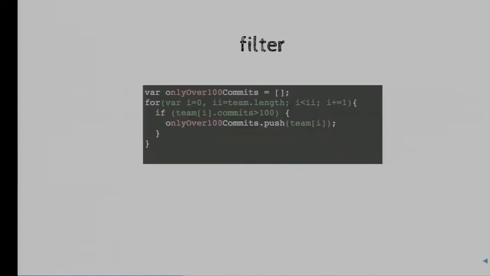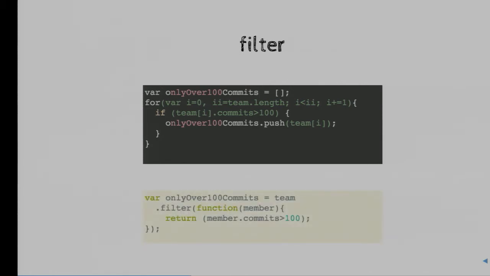So let's look into another one. So filter can be implemented like this. And in my example, I want to take all the members that have done over 100 commits. And we can see the logic just checking on the commits and pushing these members on the new array. So that's one way of doing it.